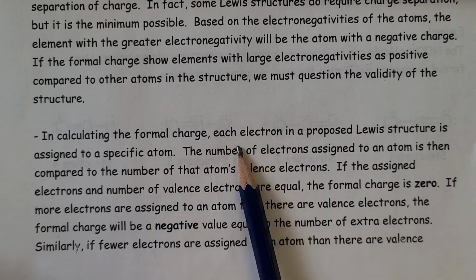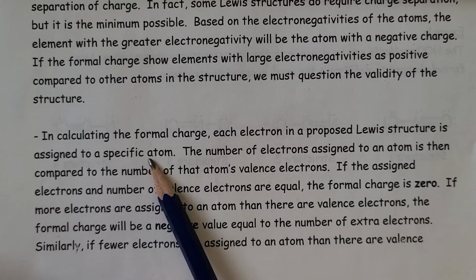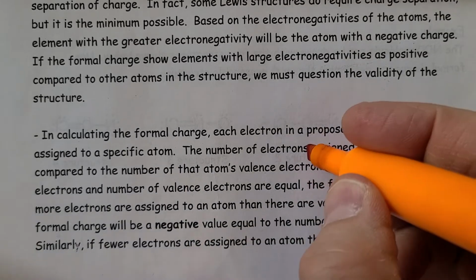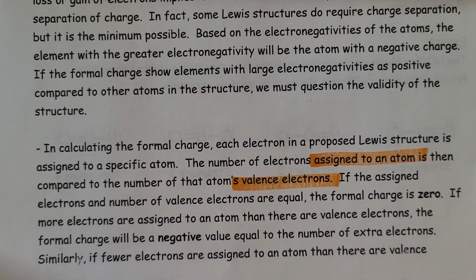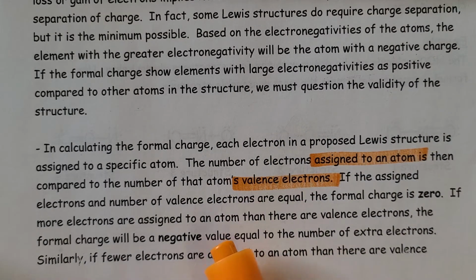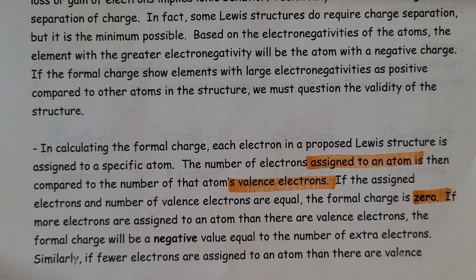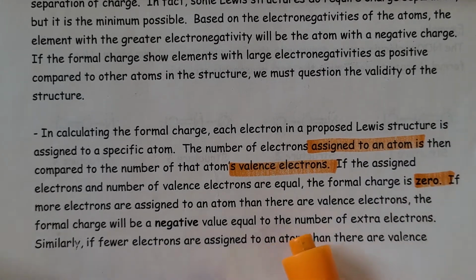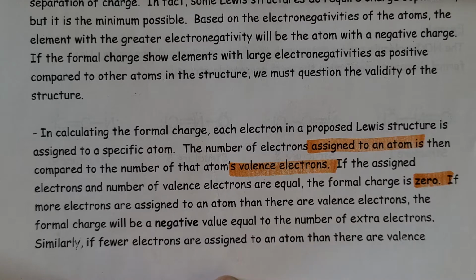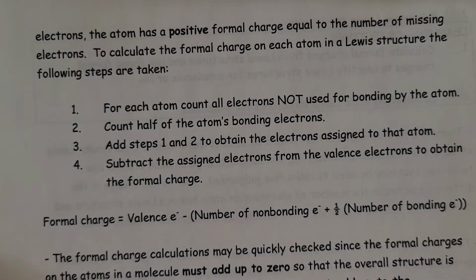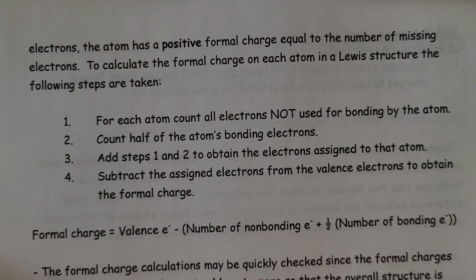In calculating the formal charge, each electron in a proposed Lewis structure is assigned to a specific atom. The number of electrons assigned to an atom is then compared to the electrons that it should have in terms of valence electrons. If the assigned electrons and the number of valence electrons are equal, the formal charge is 0, because we're taking the difference of those two numbers. If more electrons are assigned to an atom than there are valence electrons, the charge will be negative because it somehow gained electrons. Similarly, if there are fewer electrons assigned to an atom than there are valence electrons, we can assume that it's positive and that it lost some electrons somehow.